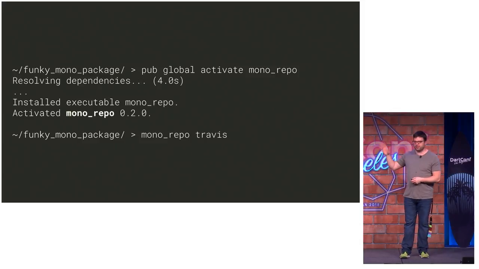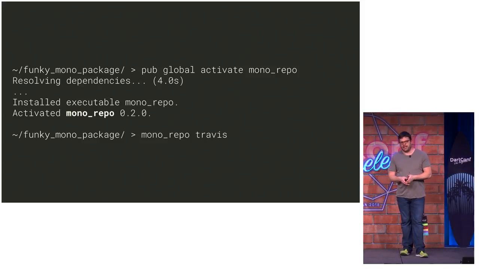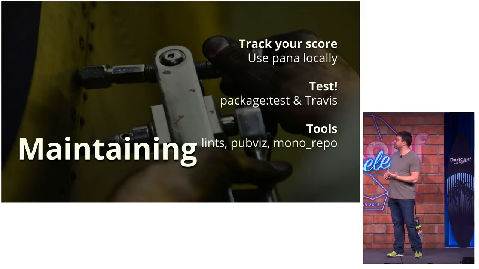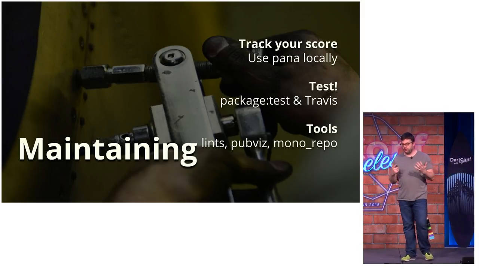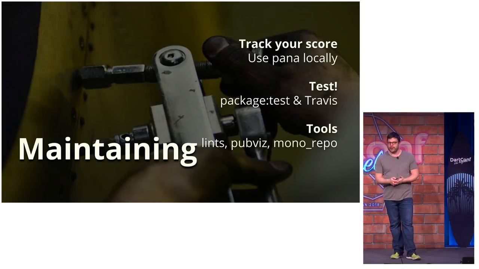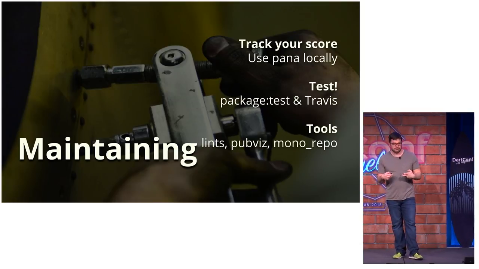And it just works. We use this across a number of our packages. If you want to have a monorepo and put a bunch of code in one repo but have separate packages, monorepo is a good helper. So that's about maintaining. You can look at your score on the package site and run pana locally before you publish. Make sure you test. We have a great test package for that. And Travis and other CI solutions are a great way to make sure you maintain quality.